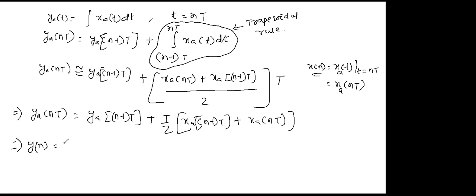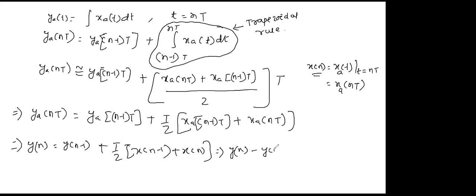So this is obviously y of n minus 1 plus T by 2. We can write this as x of n minus 1. Similarly, this is x of n. Okay, so what did you get? It is y of n minus y of n minus 1 equals T by 2 times x of n plus x of n minus 1. It's very simple. Okay, now you got this difference equation.